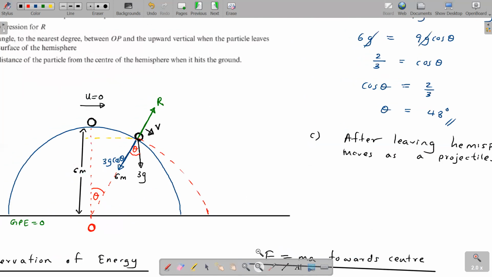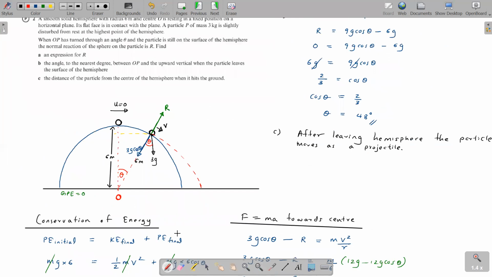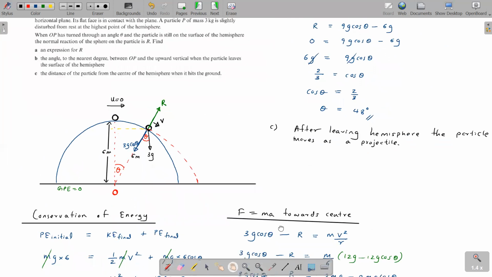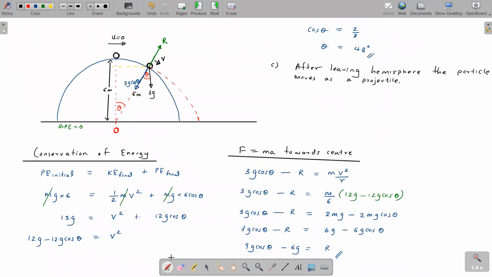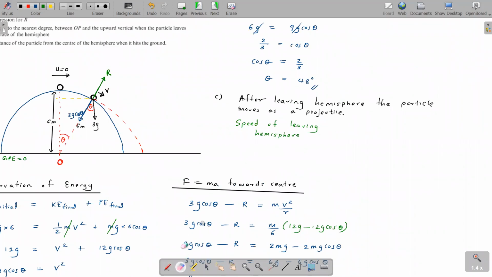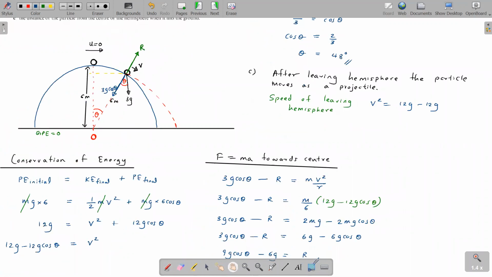First thing is we'll have to find the speed of leaving. We found the cos theta value. Let's get the speed of leaving the hemisphere. So what's the speed? V square equals 12g minus 12g cos theta. I'm taking it from here. Okay, 12g minus 12g cos theta.